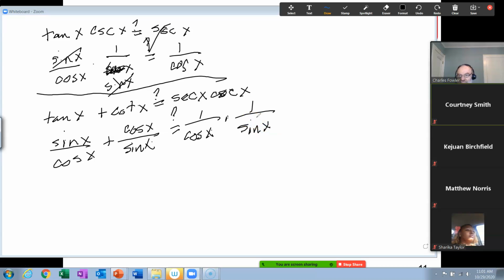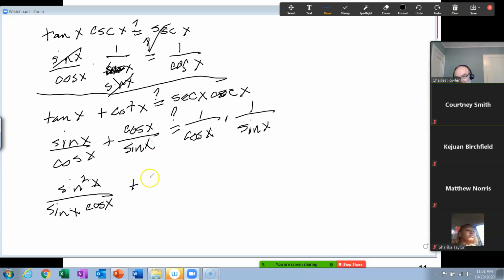Okay. Now, here we have a sum of 2 fractional forms. You need to have a least common denominator. So we'll multiply this one by sine x, multiplying numerator and denominator by that. This one we'll multiply numerator and denominator by cosine x. So this will give you sine squared x over sine x cosine x, right? Just multiply numerator and denominator by sine x, and you got that.